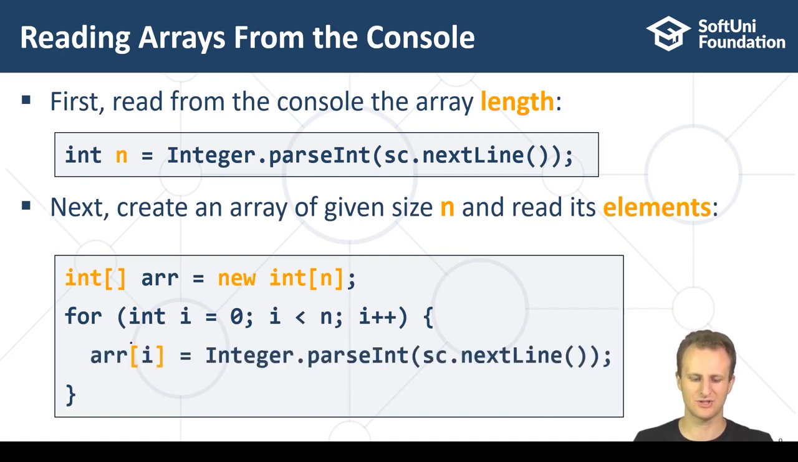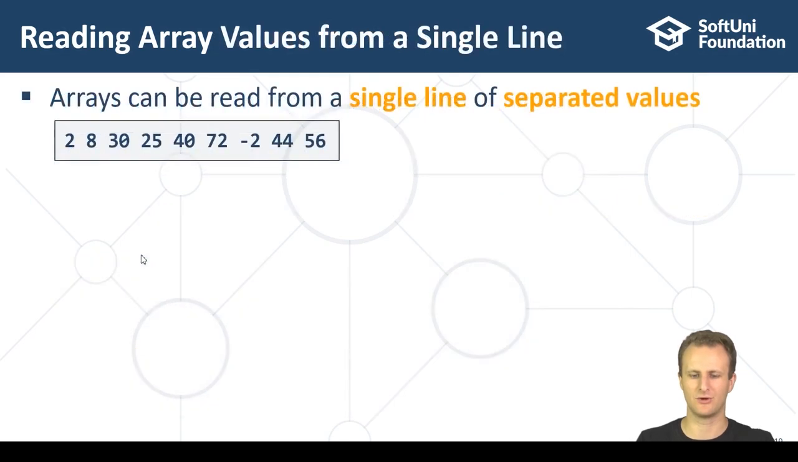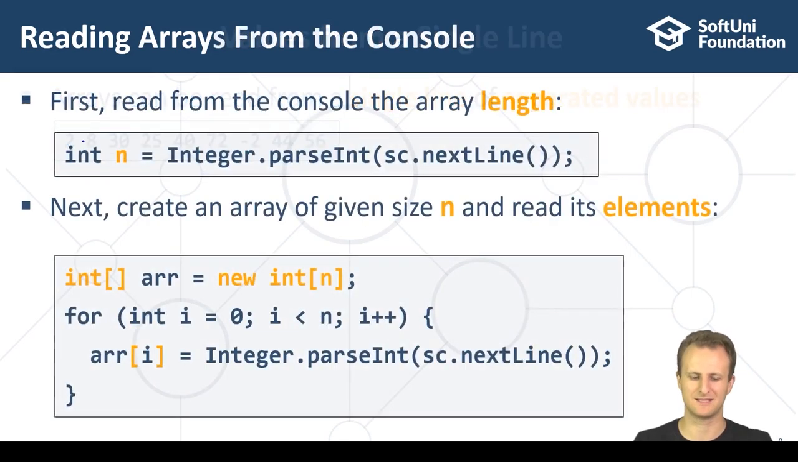Okay, and then I just start an iteration which starts at index 0. It accesses element 0 and it reads it from the console. And then at index 1, it accesses element 1 and reads that from the console. And then at index 2, it accesses element 2 and reads that from the console, and so on and so forth. Okay, so that's how you read an array from the console, if you know the size, if the size has been entered on the console.